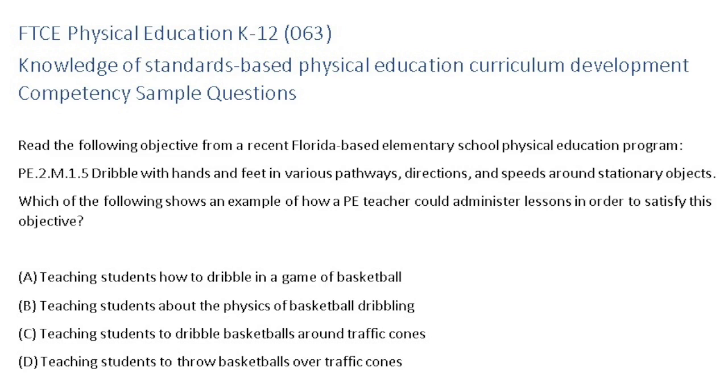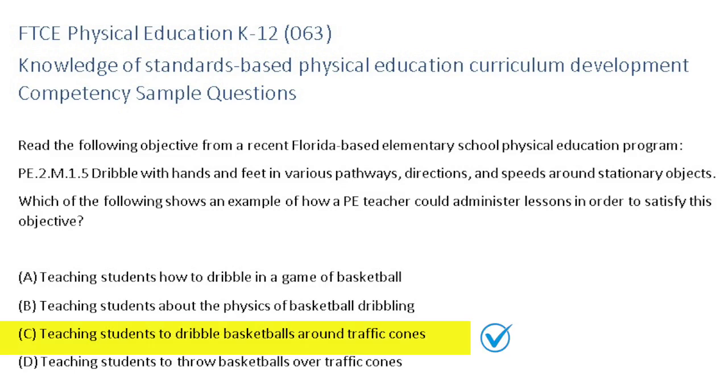Teaching students how to dribble in a game of basketball is incorrect. This might involve dribbling, but not necessarily in various pathways, directions, and speeds around stationary objects. B. Teaching students about the physics of basketball dribbling is incorrect. This is academic knowledge, not physical activity. D. Teaching students to throw basketballs over traffic cones is incorrect, as throwing is a completely different skill than dribbling.